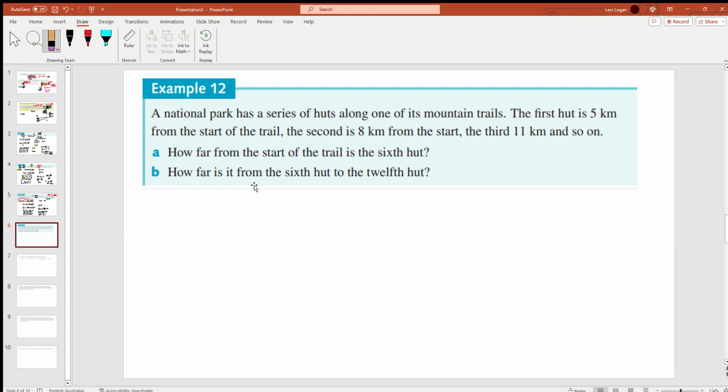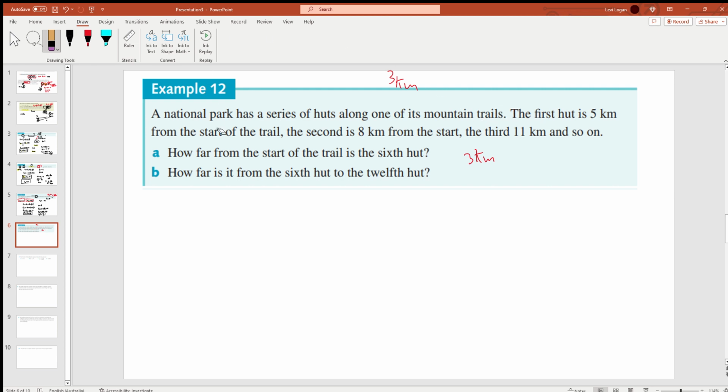Now, they haven't said it's an arithmetic sequence, but we can tell it's an arithmetic sequence because if you look at the distance between the huts, the first hut is 5 kilometers, but the distance between the first and the second is 3 kilometers. And so is the distance between the second and the third, that is also 3 kilometers. So we can see it's an arithmetic sequence at the start. So for this question, you would assume it's an arithmetic sequence.